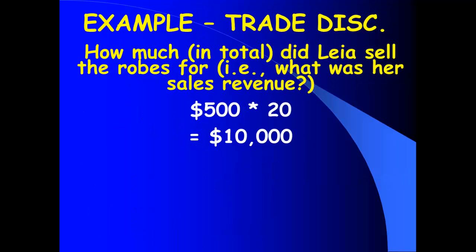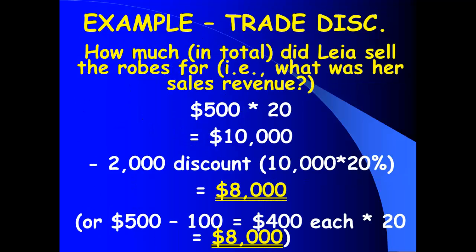If we're selling 20 robes for $500 each, that would be $10,000, but then we knock the 20% off for the trade discount, says that's an $8,000 sale. Or the other way we could calculate that is to say that instead of the robes selling for $500 each, if we knock 20% off, that means they're really selling for $400 each. Times 20, again, gives you an $8,000 sale. So, regardless of which method you choose, it's an $8,000 sale.